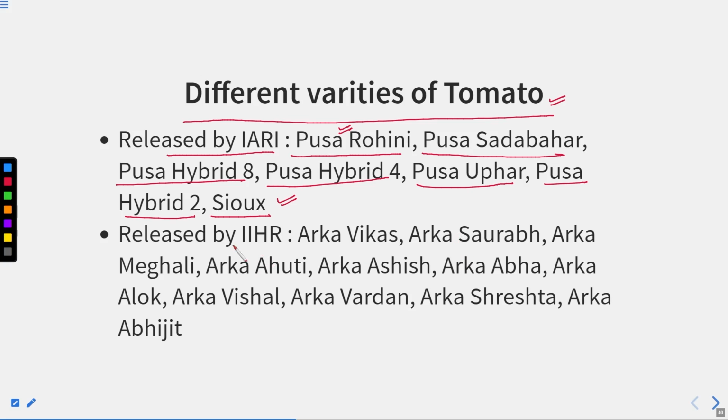Now, released by IIHR: Arka Vikas, Arka Saurabh, Arka Meghali, Arka Ahuti, Arka Ashish, Arka Abha, Arka Alok, Arka Vishal, Arka Vardhan, Arka Shresht, and Arka Abhijit. These are some of the varieties that have been released by IIHR.